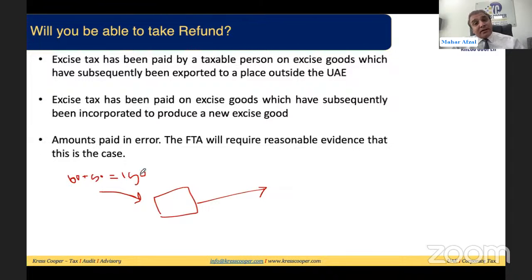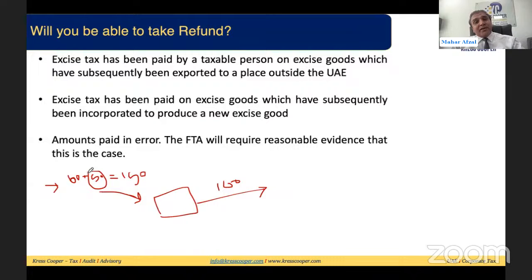There might be VAT as well, but I'm assuming this party is not registered for VAT purposes. So if they are buying at 150, they might be selling it at 160. Now the question is, can this party take the refund for this 50?